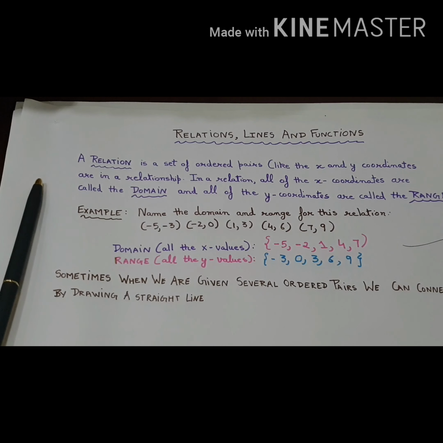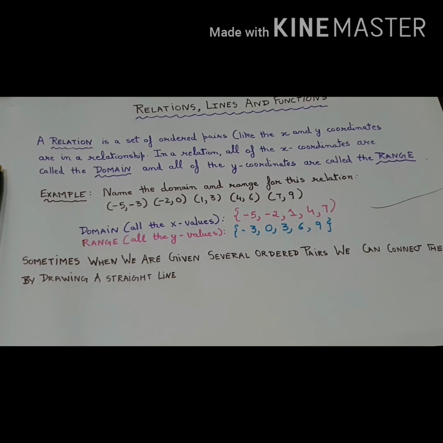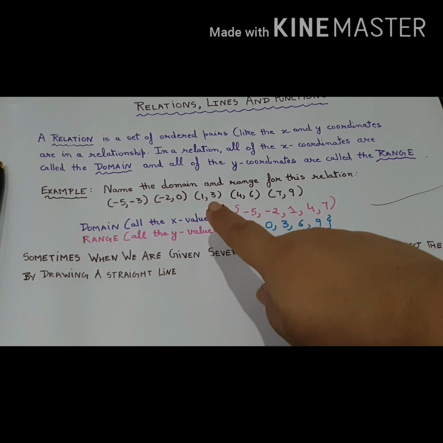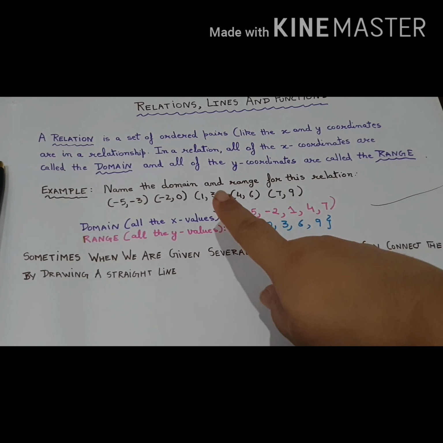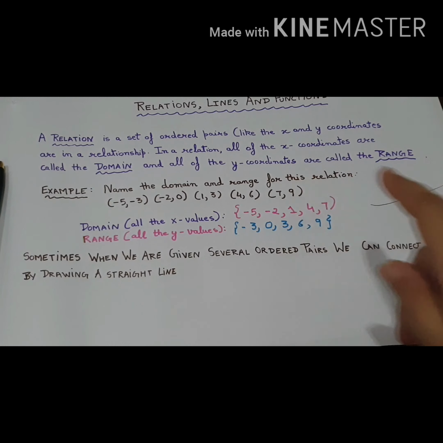A relation is a set of ordered pairs, like the x and y coordinate. They are in a relationship. In a relation, all of the x coordinates are called the domain and all the y coordinates are called the range. What are they called? The range. For example, over here I have given you an example. Name the domain and range for this relation.